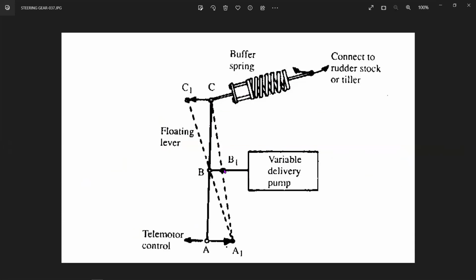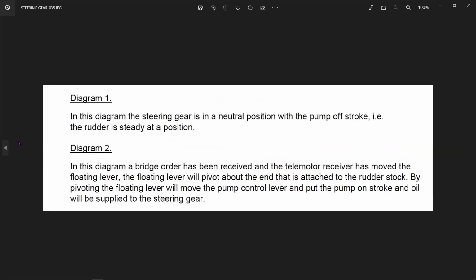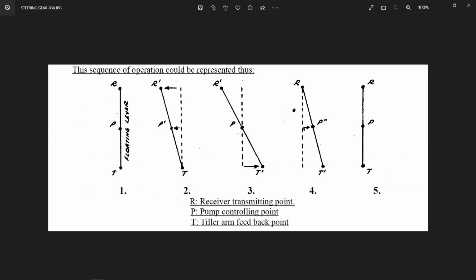But ultimately, you will have to move the variable delivery pump back in the opposite direction, as you see here, to get the midship position. Otherwise, the rudder will always be locked in that position. The rudder will not come back on its own until the motor is brought to zero, which means you go back to the midship position.